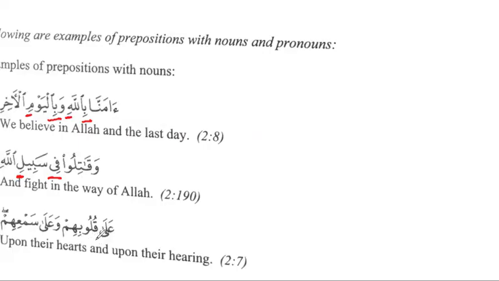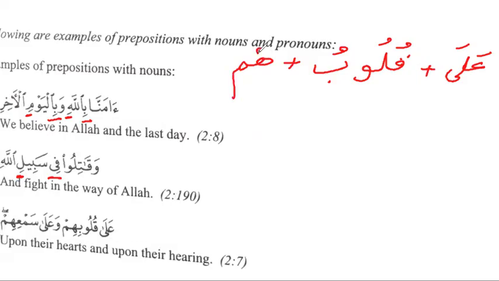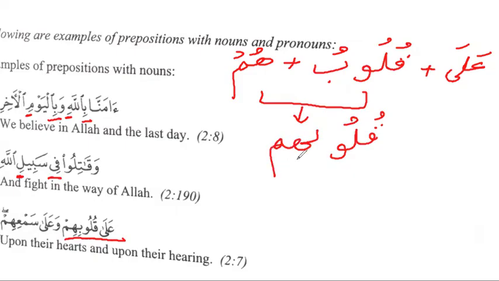Ala qulubihim. Now let's decipher this. Ala qulubihim is basically a combination of three words: ala, qulubu, and hum. Let's combine these two first. Their qulub, their hearts, will become qulubuhum. And now we want to say on their hearts, so we add ala into the picture.